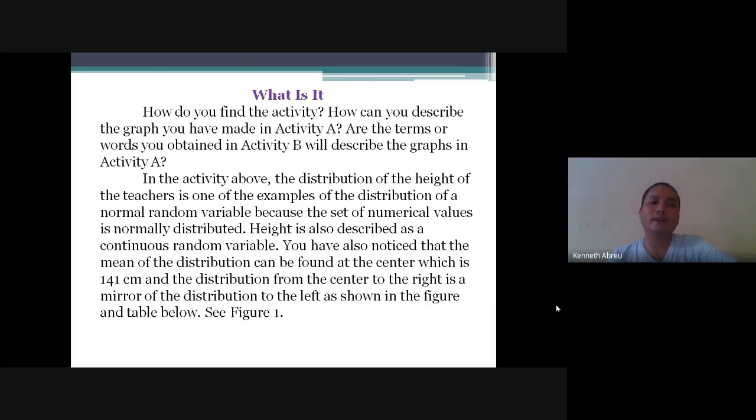In the activity above, the distribution of the height of teachers is one of the examples of the distributions of a normal random variable. Because the set of numerical values is normally distributed, height is also described as a continuous random variable. You have also noticed that the mean of the distribution can be found at the center, which is 100. Distribution from the center to the right is the mirror of the distribution to the left as shown in the figure and the table below.